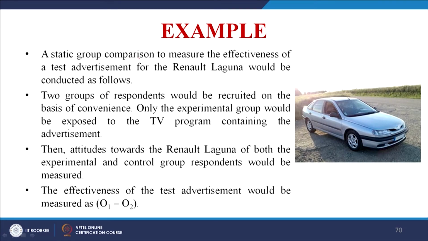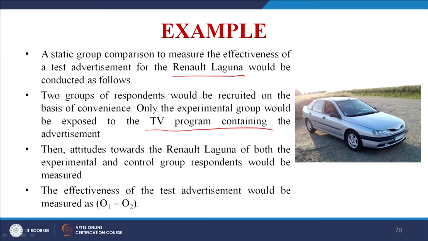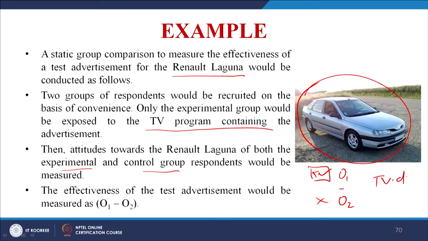Example: a static group comparison to measure the effectiveness of a test advertisement for Renault. Two groups of respondents would be recruited on the basis of convenience. So, what is the sampling method? Convenience sampling, right. Only the experimental group would be exposed to the TV program containing the advertisement. So, there is an advertisement, and one group is exposed to the treatment, the advertisement. The attitude towards the Renault Laguna of both the experimental and the control group is measured. So, the experimental group was shown the ad, the control group was not shown, but their opinion was taken. So, the difference in the opinion of the group to whom the TV ad was shown and the group to whom it was not shown is because of the TV advertisement, right. So, this is what it says.